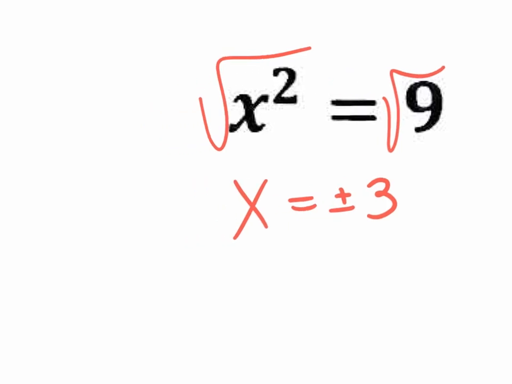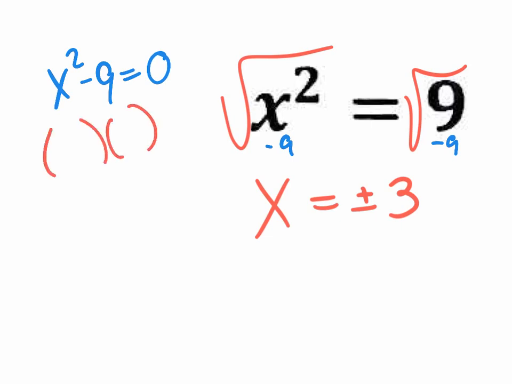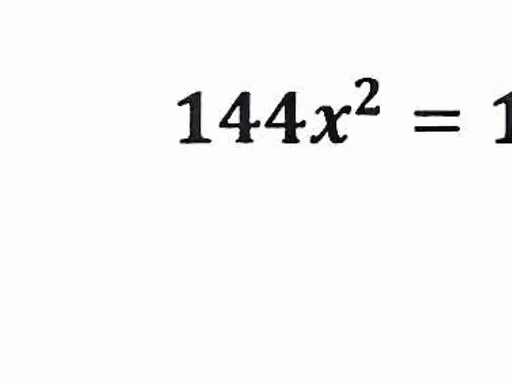Is there a different way of doing it? Yeah, if you wanted to, you could have subtracted 9 and ended up with x squared minus 9 equals 0. And then you could think, oh, x squared minus 9, I could rewrite that as x plus 3 times x minus 3. And then you could split them and solve, and that way you'll get the plus 3 and the minus 3 as well. So it's just two different methods. I would go with the square root. It's faster. Let's take a look at this guy over here.